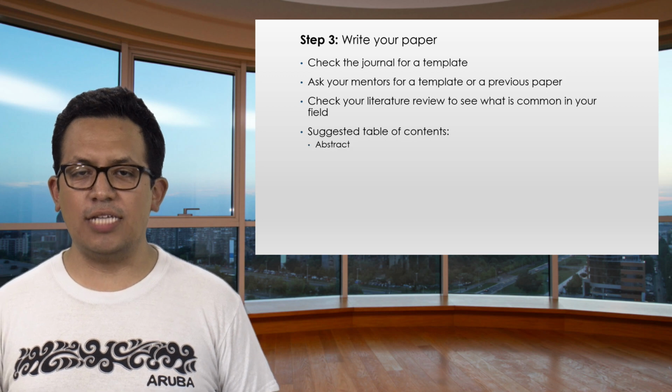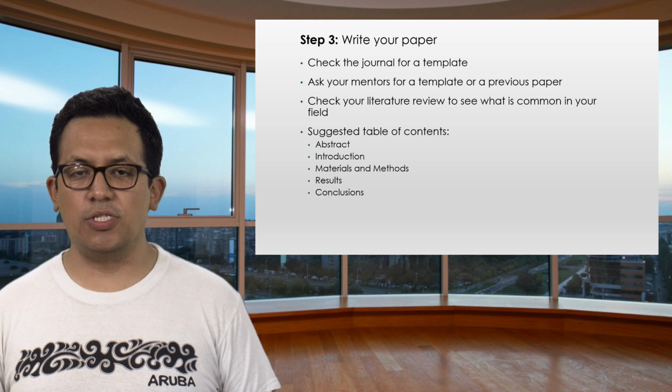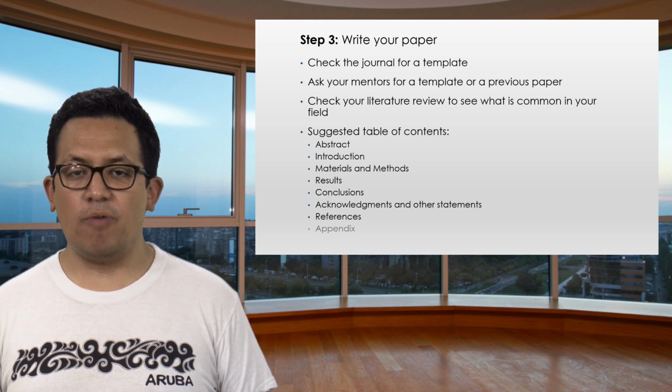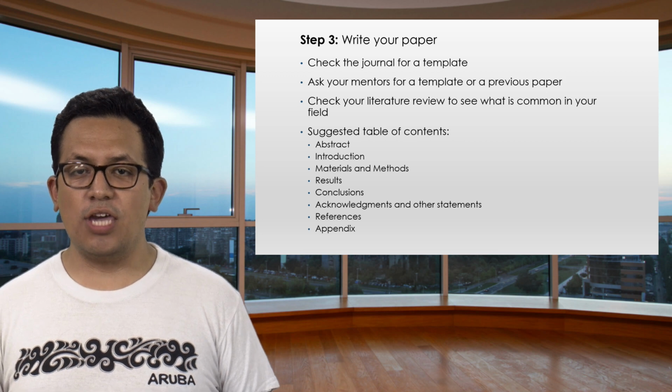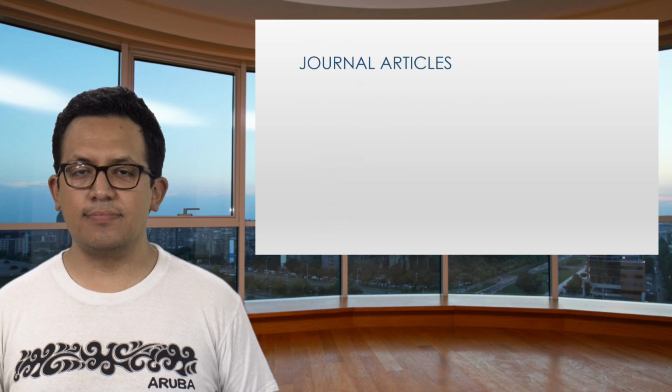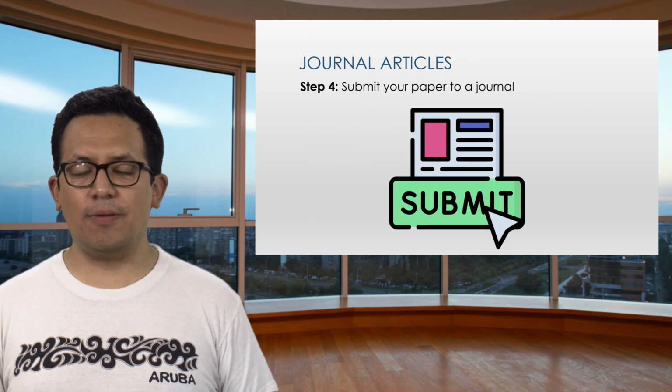And here's a suggested table of contents. It has an abstract, an introduction, materials and methods, results, conclusions, acknowledgments and other statements, references, and appendix. Check what's common in your field, and you can always ask your mentors. Step 4, submit your paper to a journal.